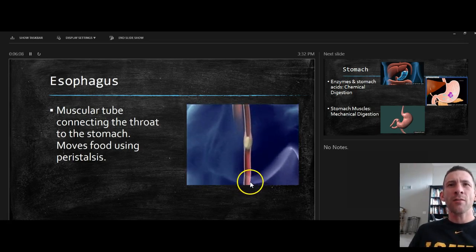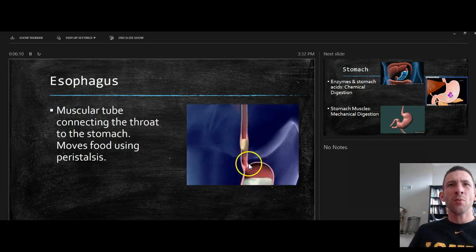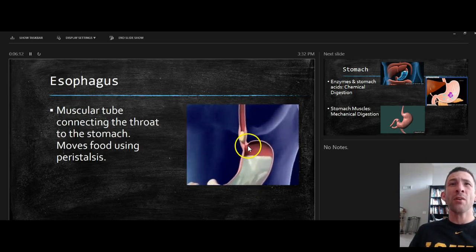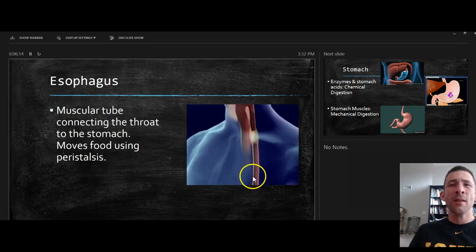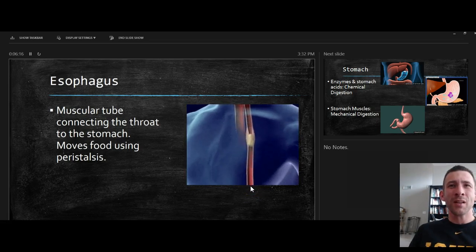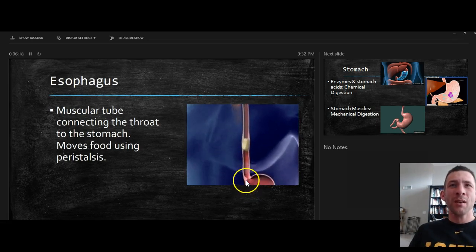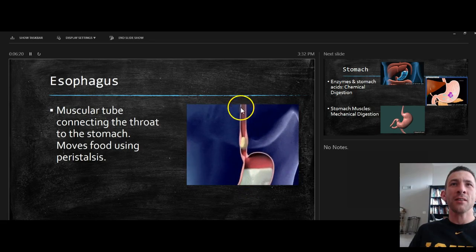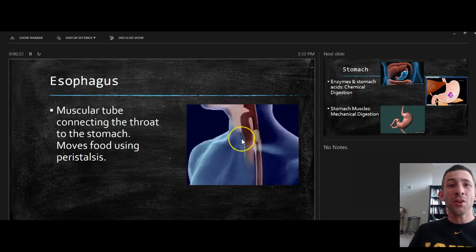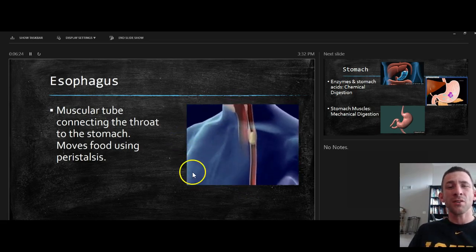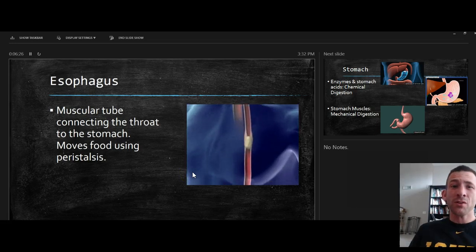And then right here we have the sphincter that opens up into the stomach. Now, if you ever have heartburn or other issues, this sphincter at the bottom sometimes can have issues where it doesn't close properly. You'll get this splashing of hydrochloric acid and other things coming up, burning your esophagus, giving you that burning sensation. Or it could be a pressure sensation as well.